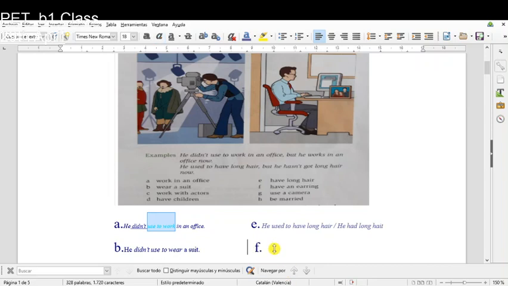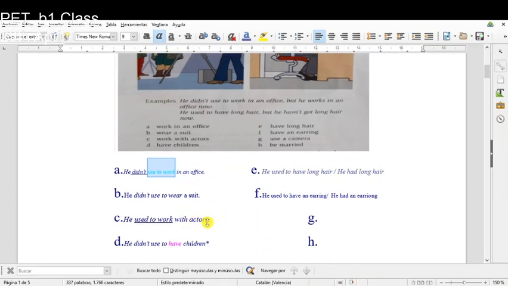Let's see what's in F. Have an earring, lo mismo. Have an earring, a mí me gustaría más. En este material te dice que está correcto. He used to have an earring, but I would say he had an earring because it's not a past habit. No es una rutina, no es un hábito, es un hecho.